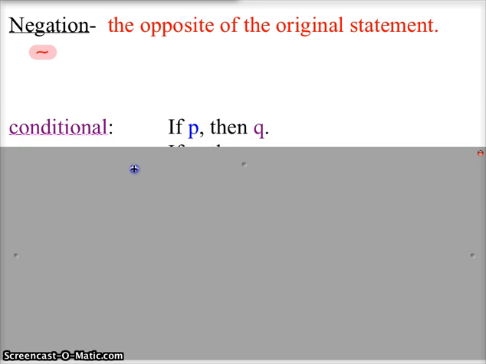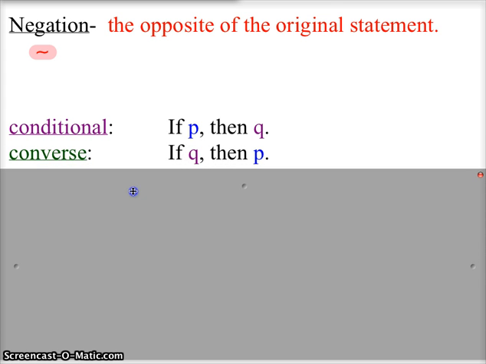Another symbol we're going to look at is negation. Negation is the opposite of the original statement, and we use it with a little squiggly line. So our conditional statement is if P, then Q. So again, that was if it's a whale, then it's a mammal. Converse is the opposite: if Q, then P. Sometimes this is true, but it's not always. For example, if we go back to the whale example, it's not going to work to say if it's a mammal, then it's a whale.